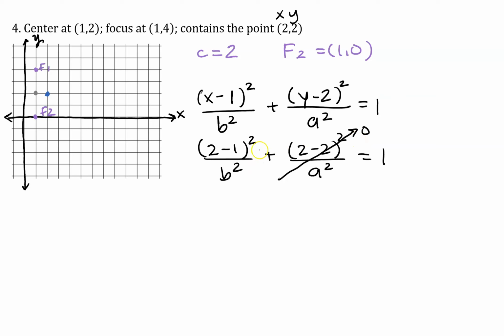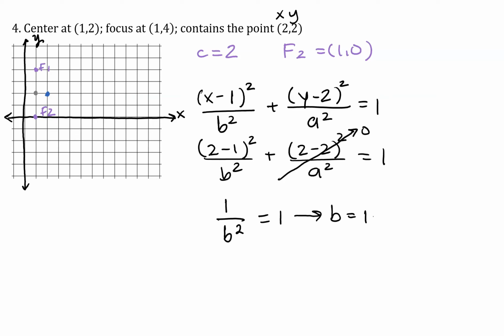So we're left with 2 minus 1, which is 1, squared, which is still 1, divided by b squared is equal to 1. And we are able to solve this equation to see that little b is equal to 1. So we just verified what we already knew since the ellipse goes through that point (2, 2).